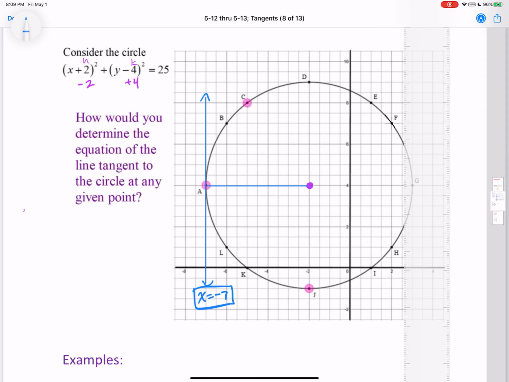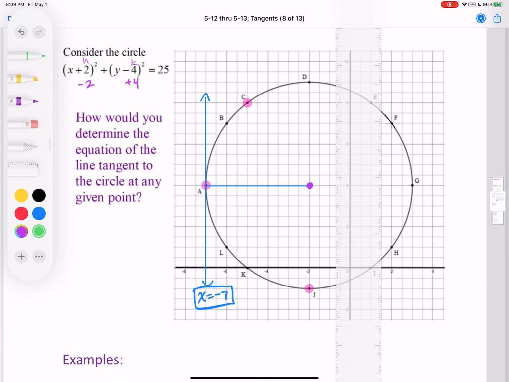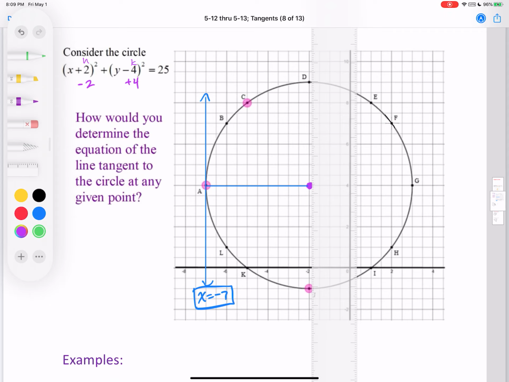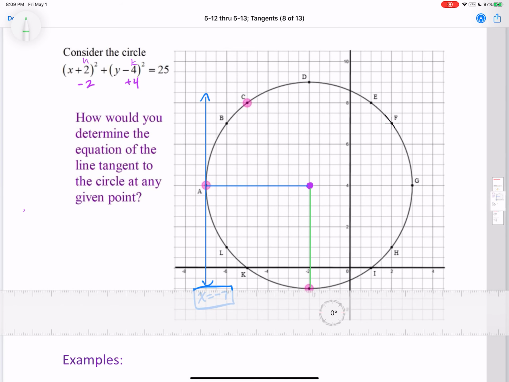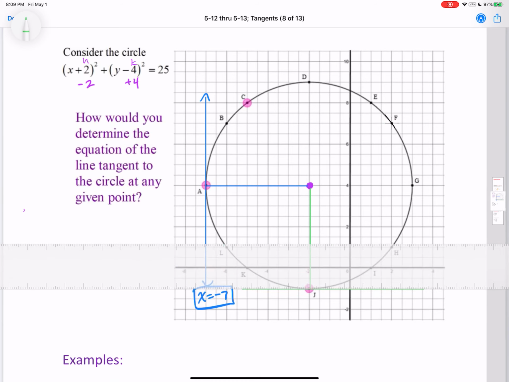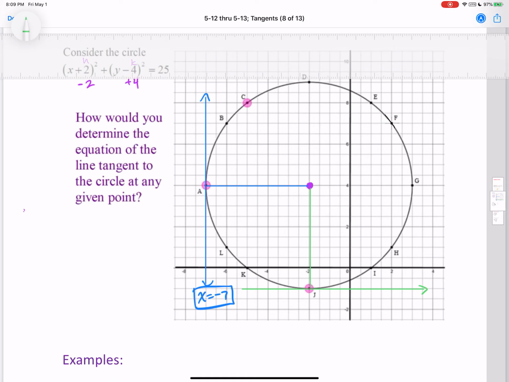We could do the same thing with J. If we have a tangent line going through the point of tangency at point J, that means it's going to be perpendicular with the radius from the center to that point of tangency. So I'm going to draw my line right over here, and here's our tangent line. That's a nice horizontal line, and the equation of this horizontal line is going to be y equals the point where it crosses the y-axis, which is -1. So y = -1 is the equation of a line that is tangent to the circle with the point of tangency at point J.